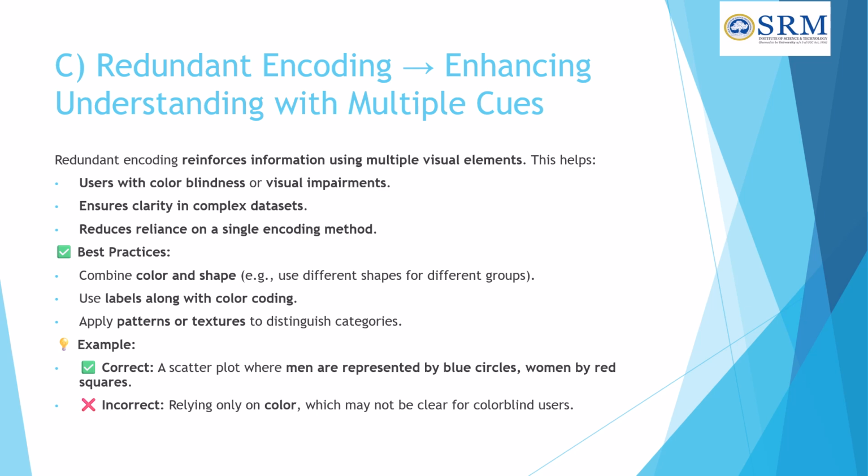For example, a scatter plot that shows men as blue circles and women as red squares uses both color and shape to differentiate groups. This is better than using only color because some users might not be able to tell colors apart. Adding labels or patterns alongside color also improves clarity and accessibility.